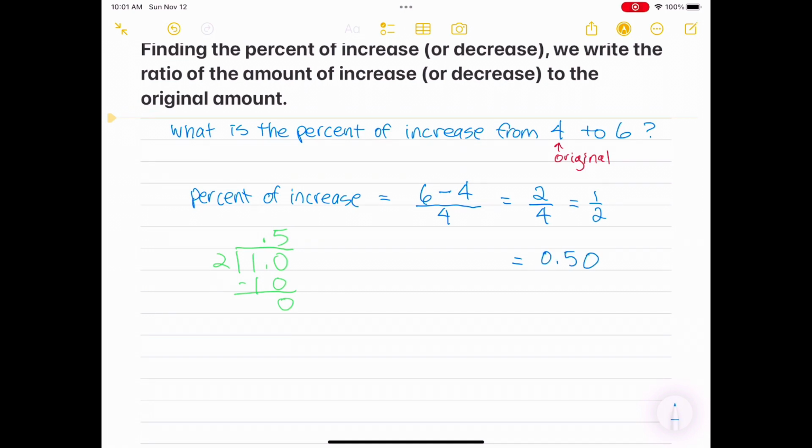Now we need to convert the decimal 0.5 into a percent, and I use my reference 1 equals 100% to remind myself that to convert a decimal to a percent, I move that decimal point 2 places to the right and add a percent sign. So now I go back to the problem, 0.5, and I move that decimal point 2 places to the right and add a percent sign to get 50%. And we box our answer.